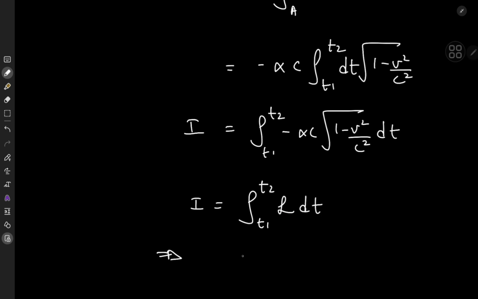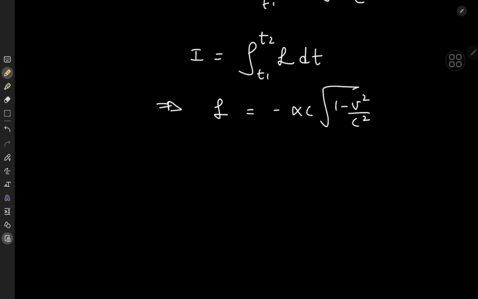All of this implies that the relativistic Lagrangian we're looking for is negative alpha c times the square root of 1 minus v squared by c squared. We're not exactly done with the Lagrangian just yet, because we still have to determine the constant alpha.